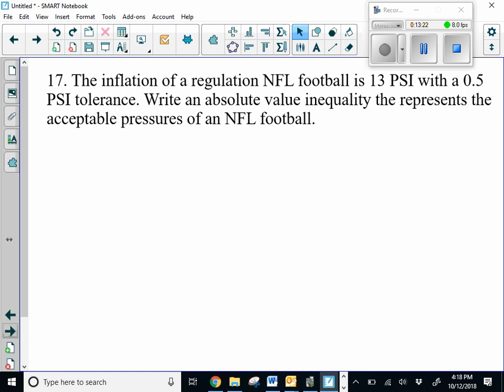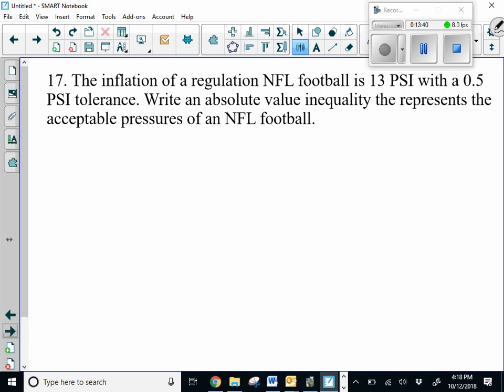So the inflation of a regulation NFL football is 13 psi. That is what it should be, with a 0.5 psi tolerance. Write an absolute value inequality that represents the acceptable pressures of an NFL football. I think this was Mr. Myers trying to make a joke about the Patriots.